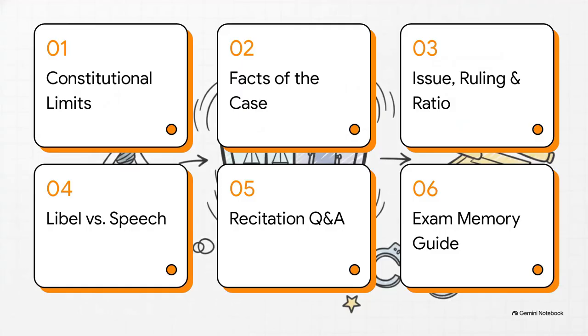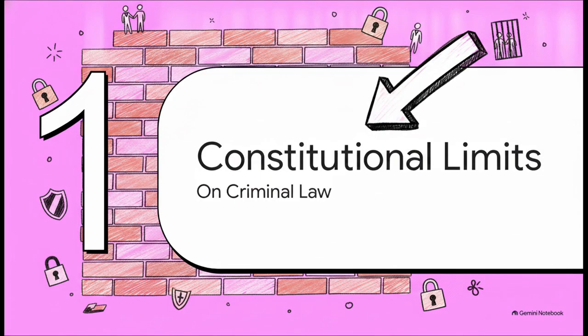So here's our game plan for this explainer. We'll map this out using the classic FRAC model. We're going to cover the constitutional limits, break down the facts of the case, hit the issue and ruling, pull out those key legal doctrines. And then we'll wrap up with some rapid-fire recitation prep and an exam memory guide so you are fully prepared for class. All right, let's start with those constitutional limits on criminal law.